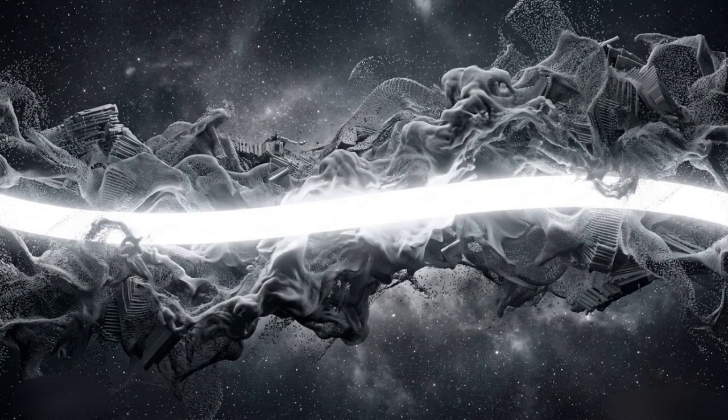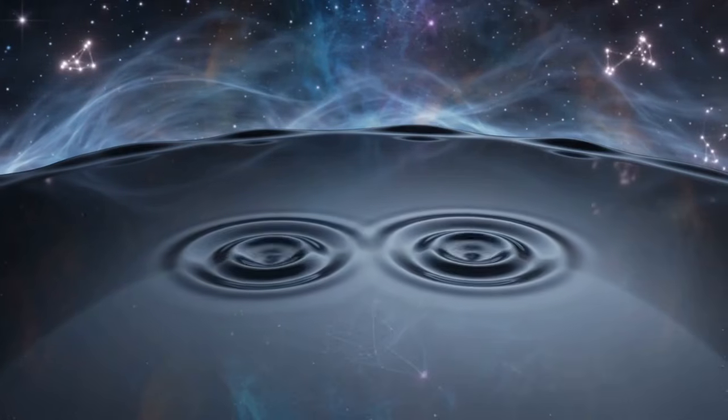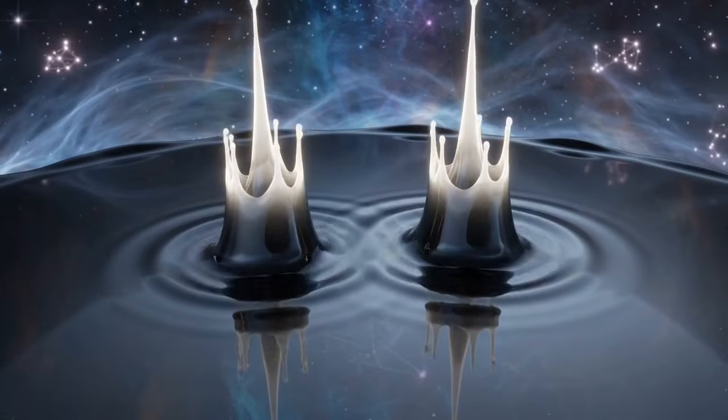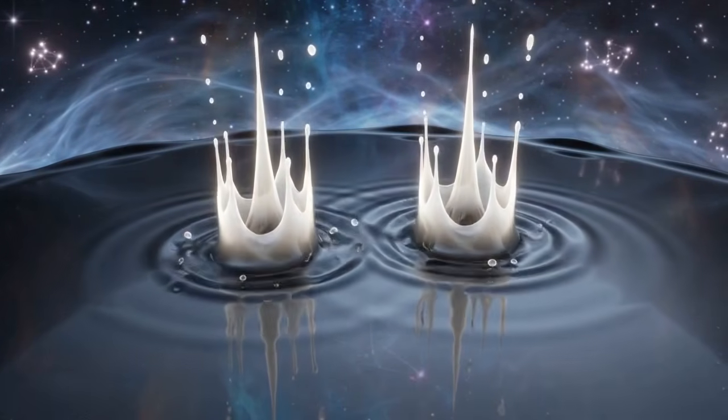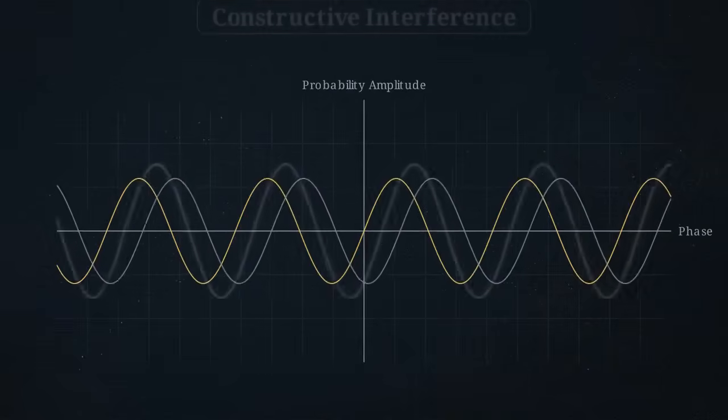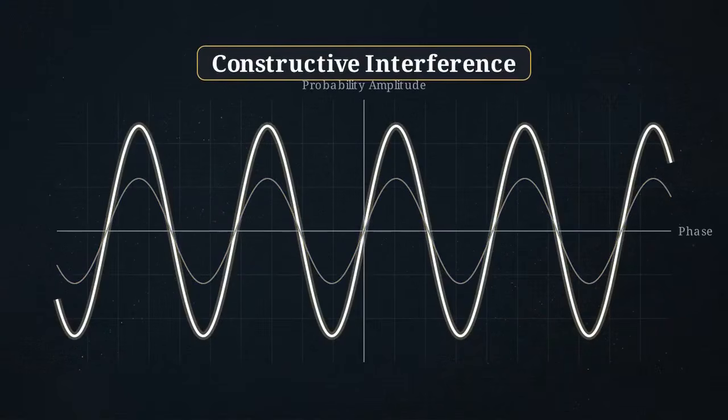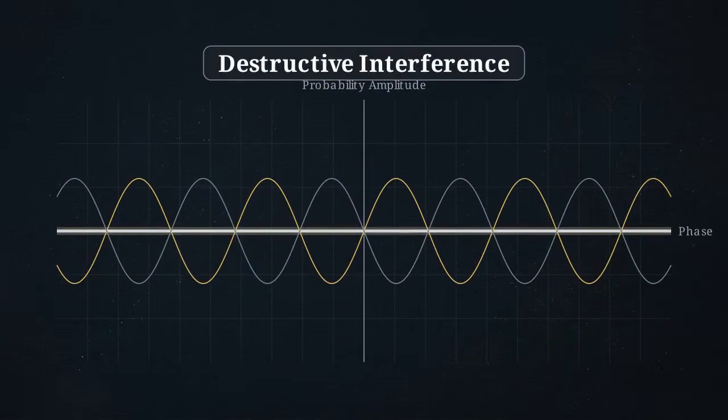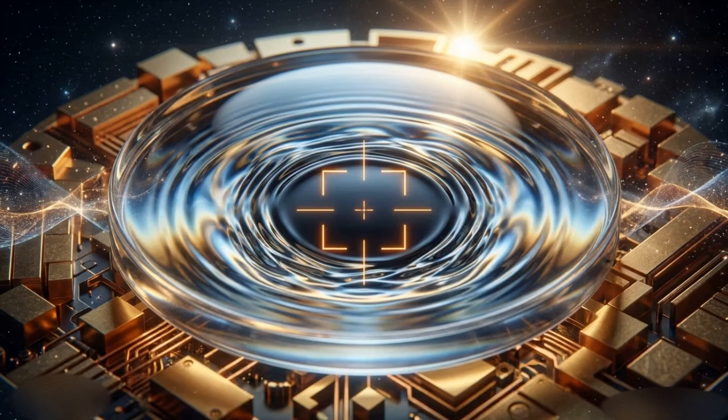Quantum algorithms use these interactions to isolate an answer from the noise. Imagine tapping two spots in a still pond. Where the ripples collide, they add together to create a higher peak, which is constructive interference, or they cancel each other out entirely, which is destructive interference. The computer observes these wave collisions to identify the single most mathematically likely outcome.